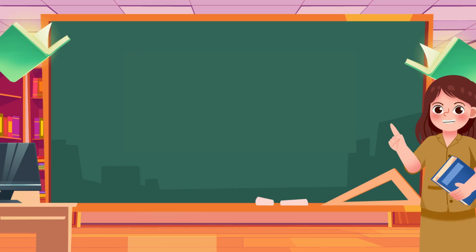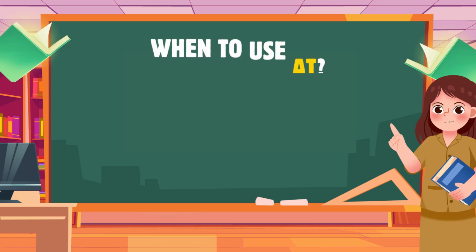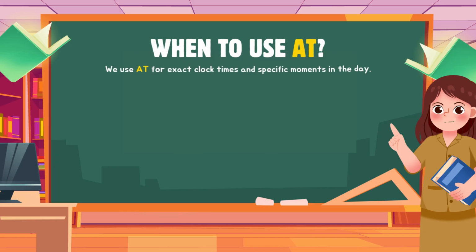Let's look at the last word, at. When to use at. Remember, in is for the big time and on is for days. We use at when the time is very small and exact. We use at for the exact clocks of time and specific moments in the day.